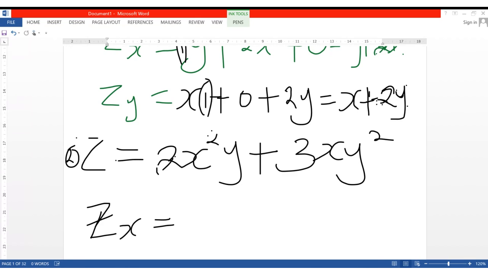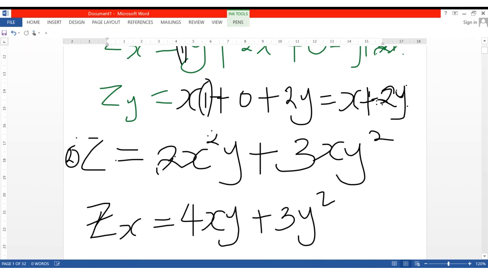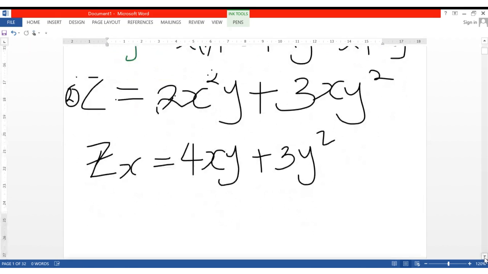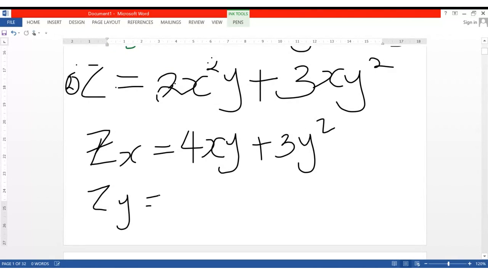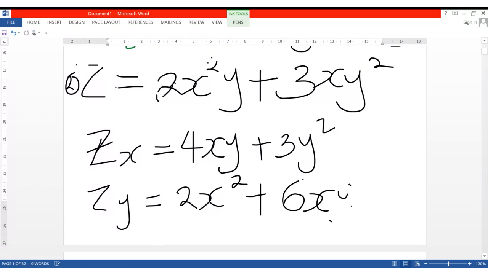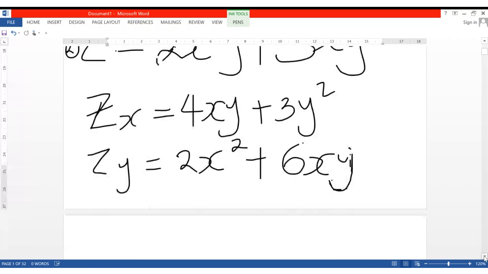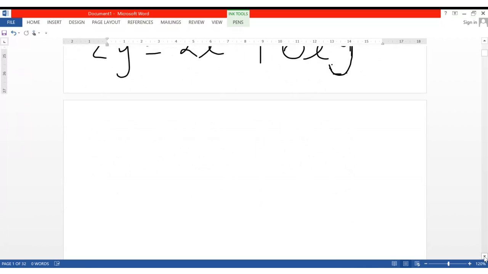So I was at number 2. Zx, this one here, differentiate in terms of x, you shall get 4xy. The power will come down, plus 3. There's 1x there, so you remain with y squared. Then zy, when you do this one in terms of y, you'll get 2x squared plus 6xy. Differentiate one, leave the other one. It is still possible to do partial integration.